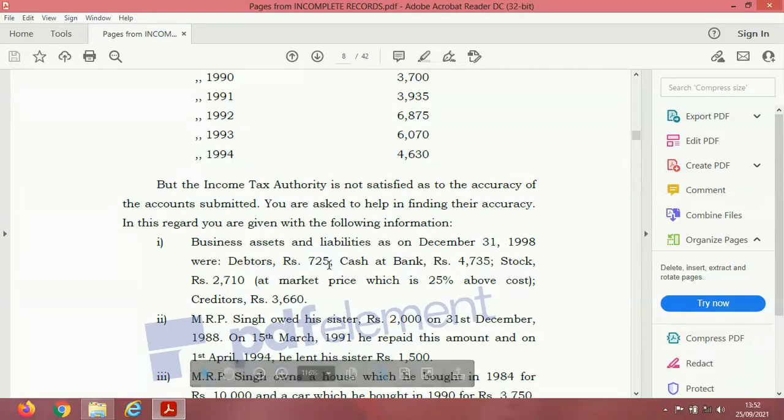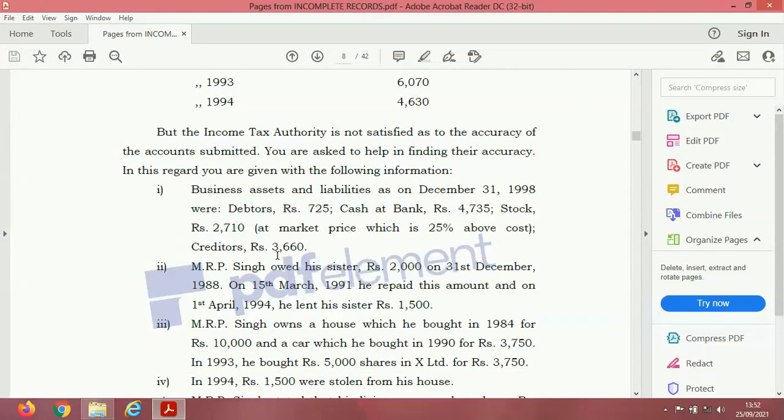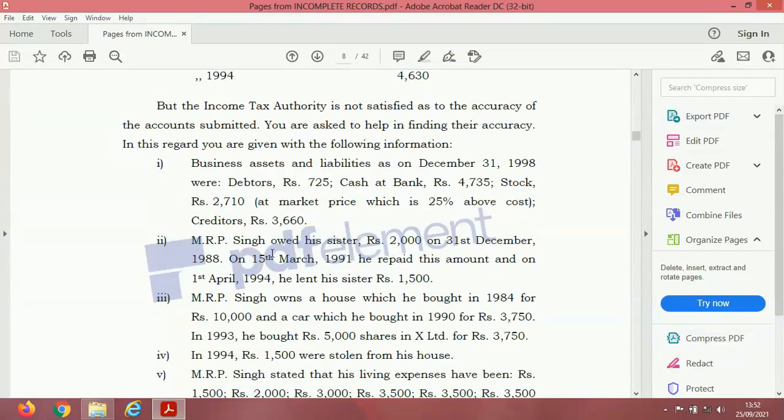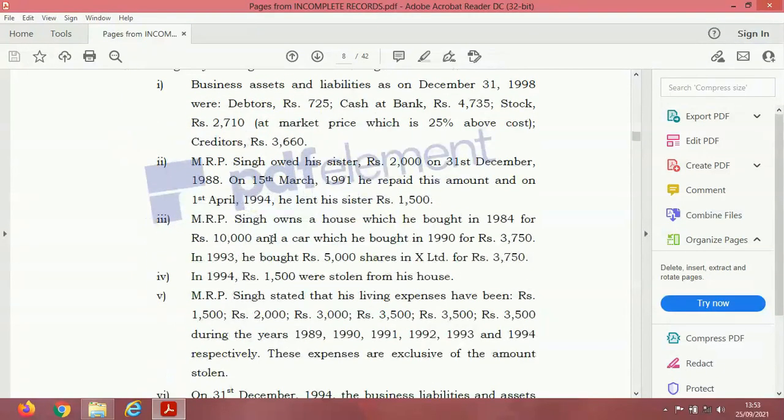Where debtors, this cash at bank, this stock, this at market price, which is 25% above cost. Creditors, this. The owner also owed his sister 2,000 on 31st December. On 15th March 1991, he repaid this amount, and on 1st April 1994, he lent his sister this much. Do you see what is happening? His sister. How does his sister come into the business? We are going to see.